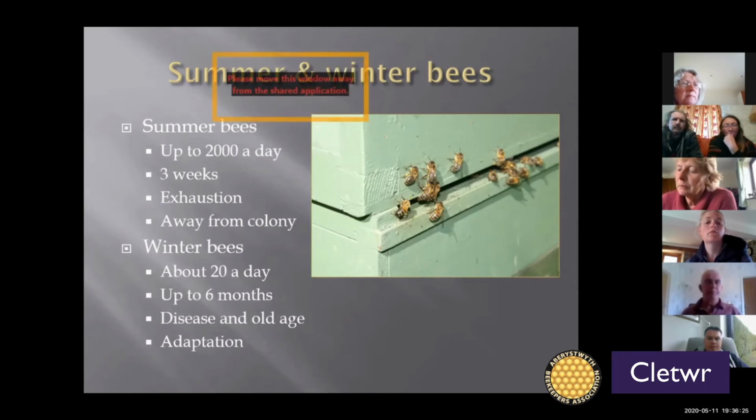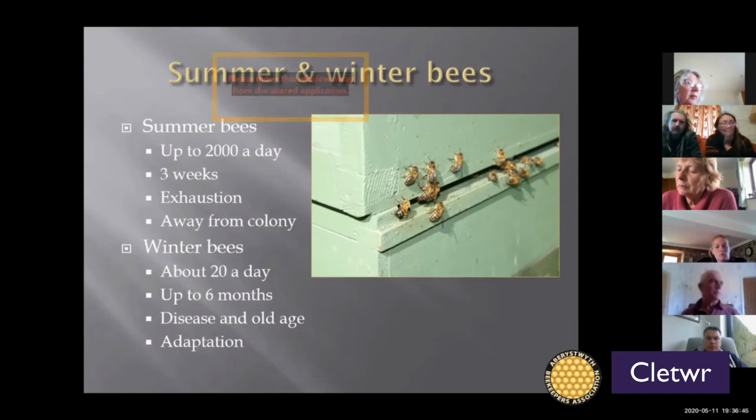But the ones that are born, say September, October time, once the queen has stopped laying, she's gone down to this very low level of laying, those bees need to be able to suddenly do all jobs to look after, although it's a much smaller colony, they're going to have to be able to do all the jobs that would be set across a division of labour of many more bees when it was in the summertime.